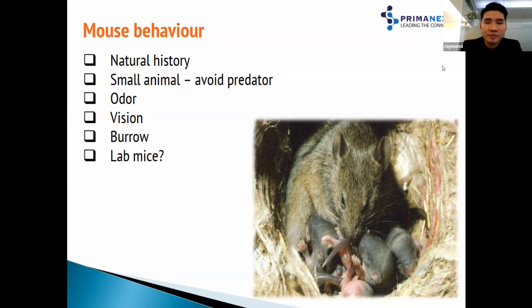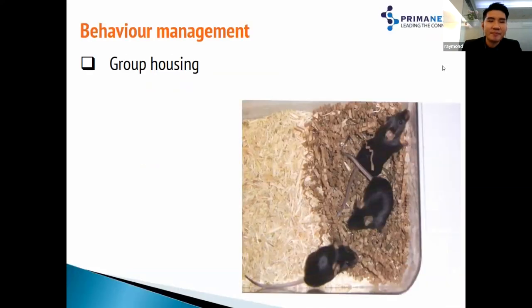How about their sense of smell? They have a very strong sense of smell. They are very sensitive in their sense of smell. Their vision is perhaps poor. Their visual acuity is around 2%, very, very poor, much poorer than humans. And for small animals, they like to burrow. They like to burrow themselves as well as create a nest, like the picture here. So that's their natural behavior. This is a place where they call home, and this is a place where they keep themselves warm and regulate themselves. But how about lab mice? Are they given a similar situation for them to express similar behavior?